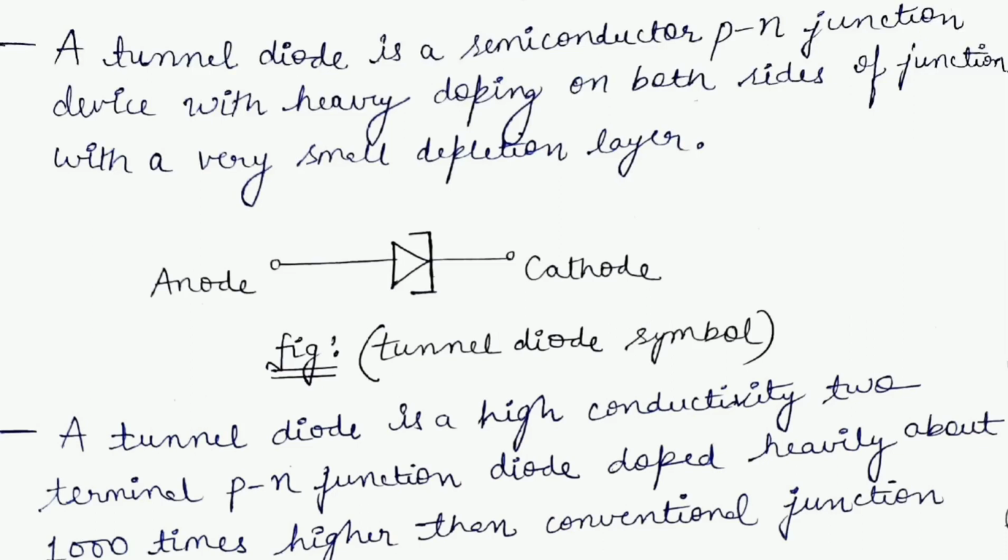So today we will learn about the tunnel diode. A tunnel diode is made up of a semiconductor p-n junction diode, provided the p and n sides are both heavily doped, or made up of degenerate semiconductors. So it can be said that it is a high conductivity diode which is doped about 1000 times higher than a conventional diode. It is also called the Esaki diode, and the symbol is also shown.